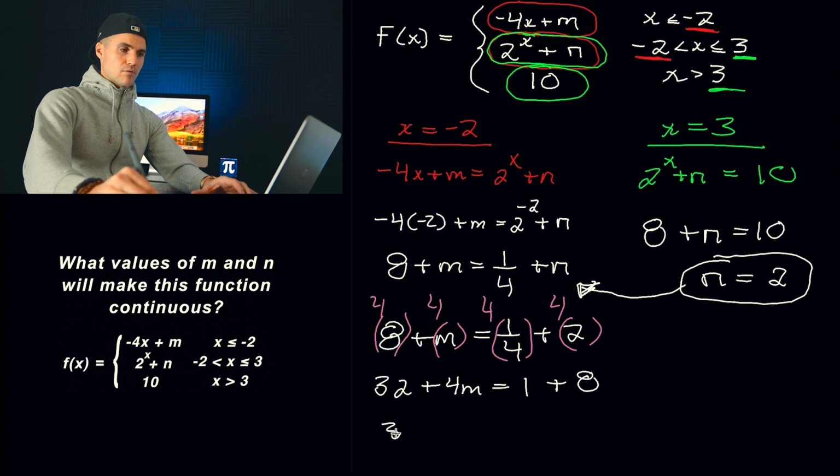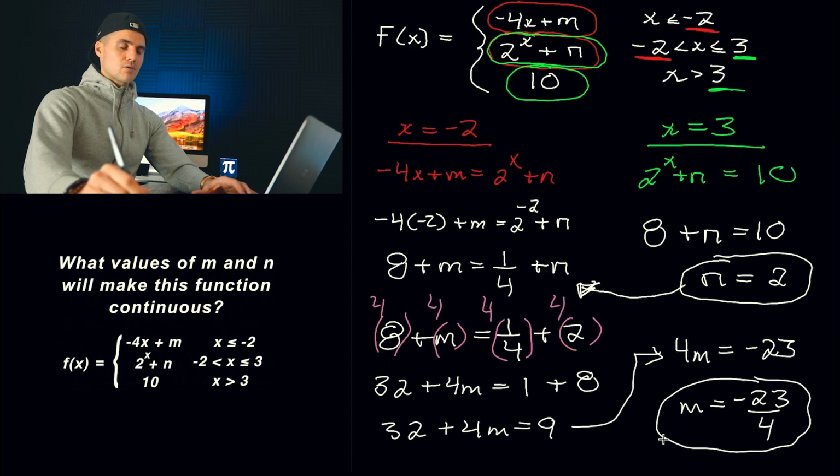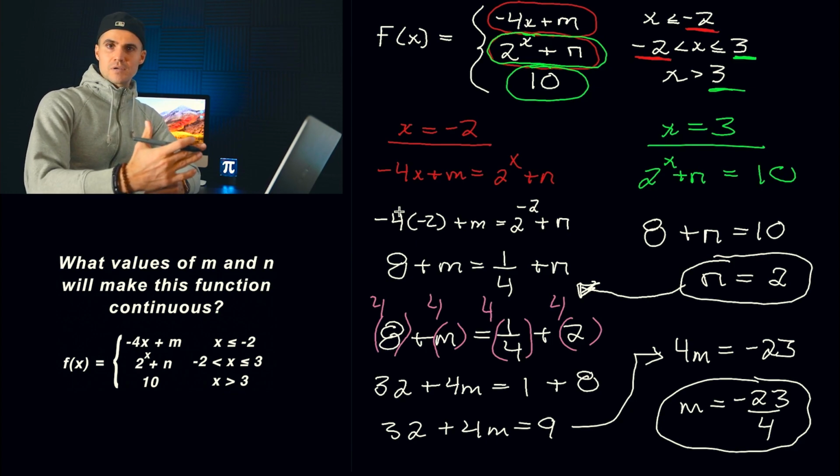So this would end up being 32 plus 4m equals 9. And so we would have 4m is equal to 9 minus 32, which gives us negative 23. And so m would be negative 23 over 4. All right, so that ends up being the final answer to this question. The n value is 2, the m value is negative 23 over 4, and those constants would make that piecewise function continuous.